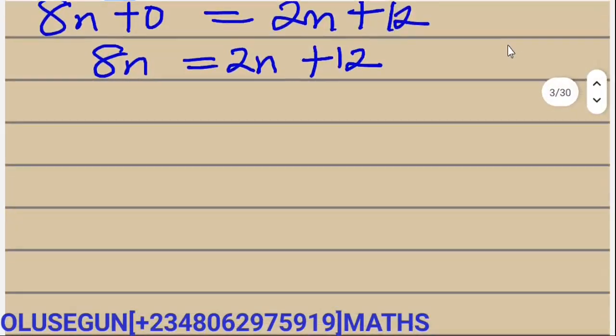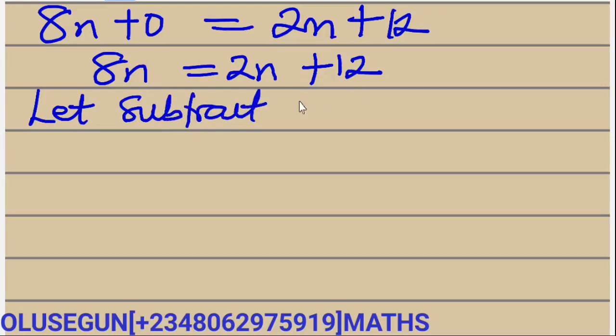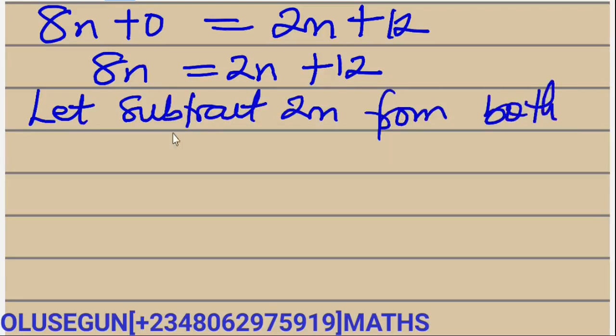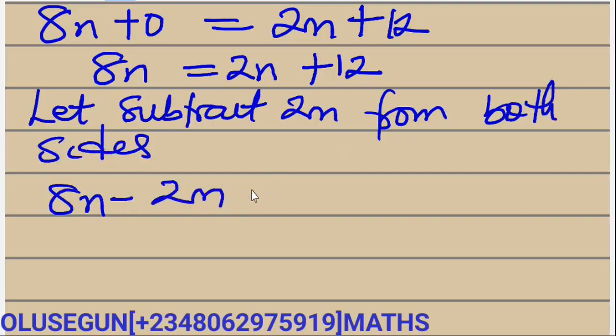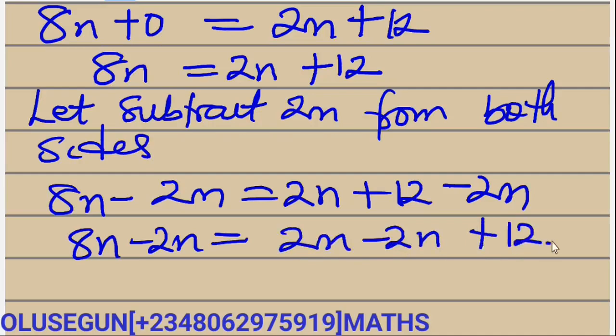Having this, the next step you are going to do is to subtract 2n from both sides. This is another way of doing that. So it will now be 8n minus 2n is equal to 2n plus 12 minus 2n. So let's rearrange: 8n minus 2n is equal to 2n minus 2n plus 12.